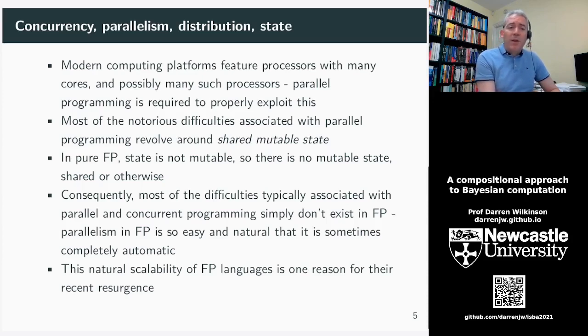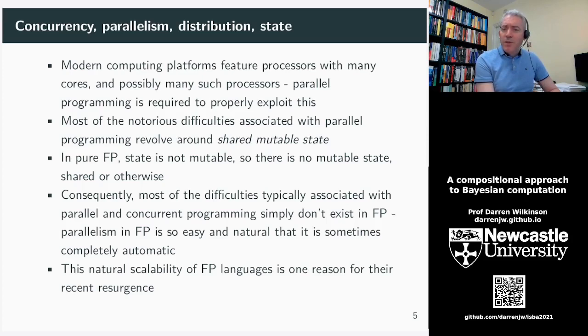So what's that all about? Well, modern computing platforms feature processors with many cores, possibly many processors, and you really need to do parallel programming to exploit those properly. But parallel programming is notoriously difficult. And when you dig into it, most of the problems with parallel computing, the reason why it's hard, all boil down to dealing with shared mutable state, right? Dealing carefully with shared mutable state, making sure that different threads or processors or computers all have a common understanding of some shared mutable state, is really at the heart of most problems with parallel computing.